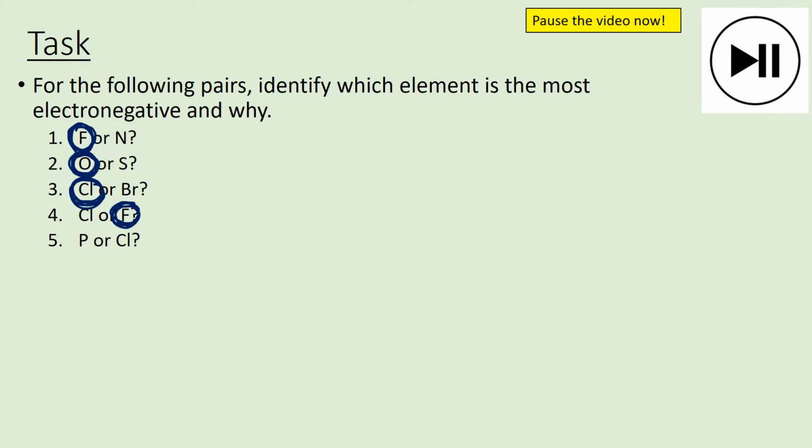it's going to be more attractive to that shared pair of electrons, it's more electronegative. P or Cl, in the same period this time, so they have the same or similar shielding. Cl will have a smaller radius and a bigger nuclear charge. So Cl has a smaller radius and a bigger nuclear charge, therefore it is more attractive to the electrons in a covalent bond. It's more electronegative.